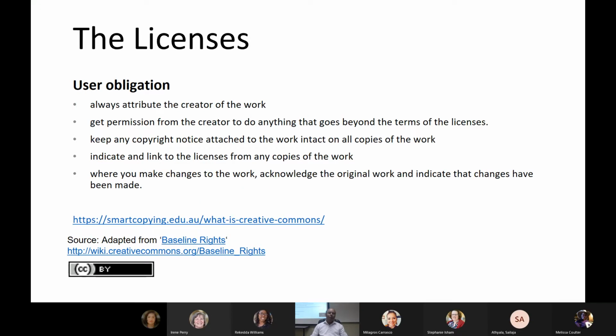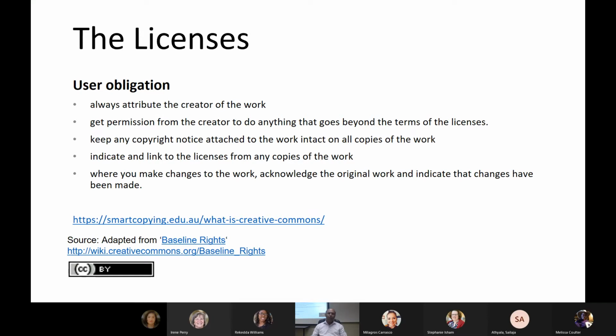Now the next thing, user obligations. What you can do with the OER. This is very important. One thing, always attribute the creator of the work. Always give the original creator their credential. This is a very serious obligation, users. Anytime you use any of the OER materials, you have to give the original author their credential.